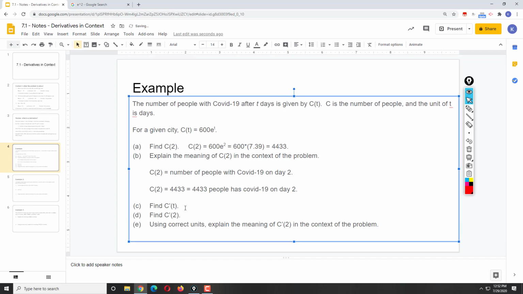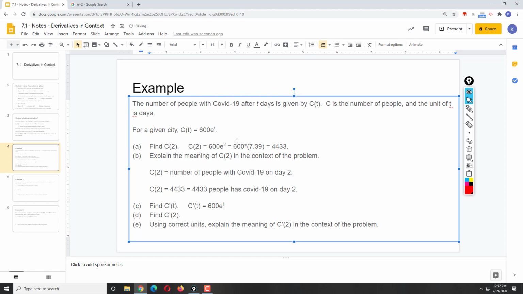All right. Part C, find C prime of t. Okay, let's take the derivative of C of t. C of t again is 600 e to the t power. The derivative of e to the t is just e to the t. So C prime of t is just 600 times e to the t power. That's the great thing about e to the x.